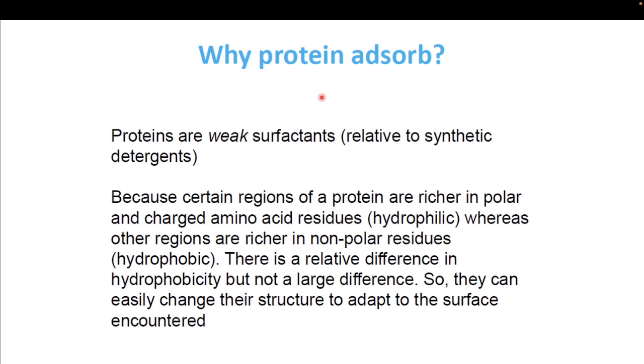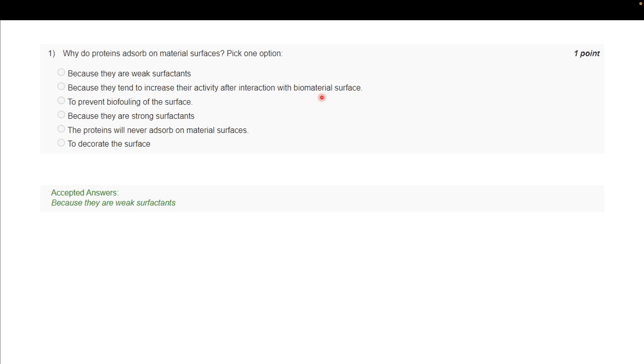If your material is hydrophobic, the proteins will unfold, and the hydrophobic core parts which were hidden inside will then like to interact with the material, because there is a lot of water layer around it, so they will try avoiding the water, and the hydrophobic parts can then interact with the material surface. In this way proteins adsorb to the material. Essentially, because they are weak surfactants, they can easily change their shape and structure to adhere to the surface. Is this clear?